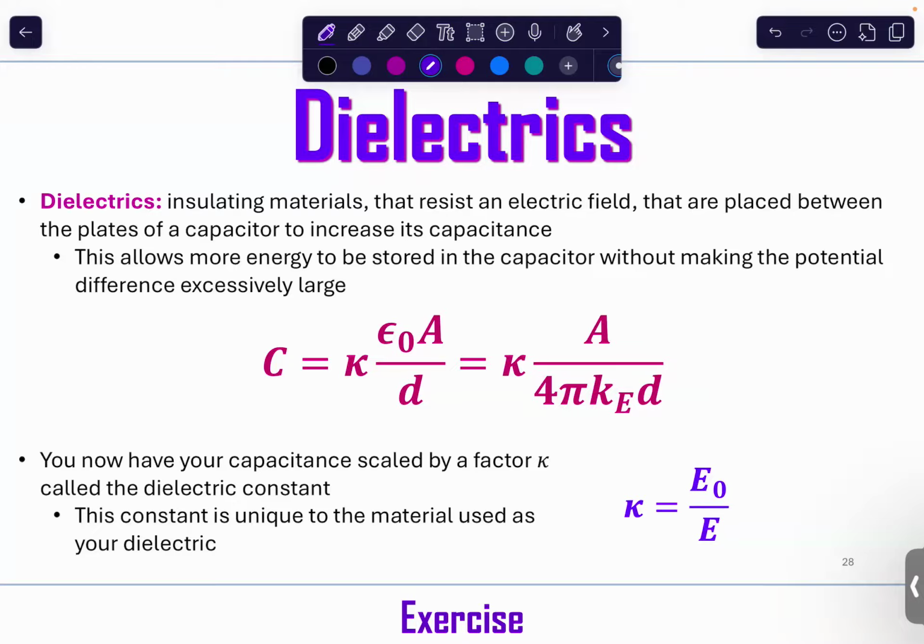And so your dielectric constant is E0 over E. So E0 is the electric field in a vacuum, and E is the electric field in the capacitor with the dielectric in it.